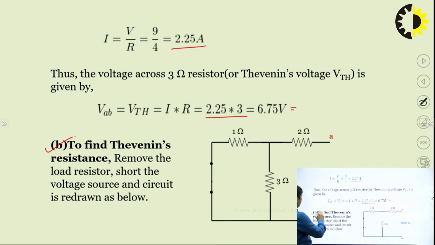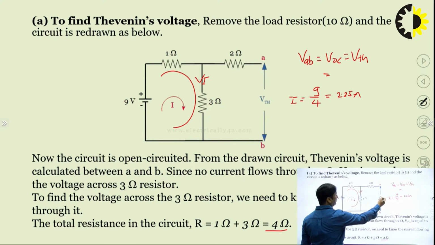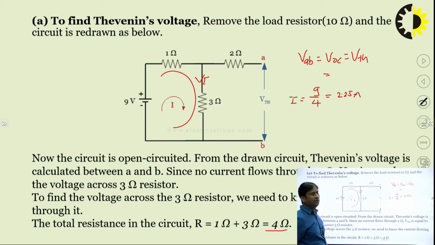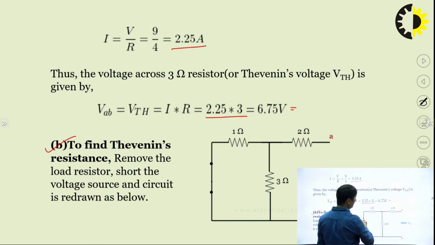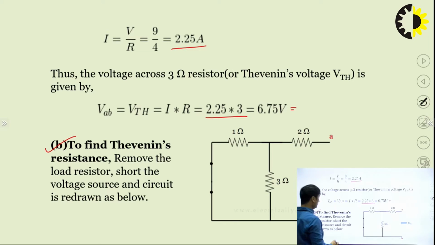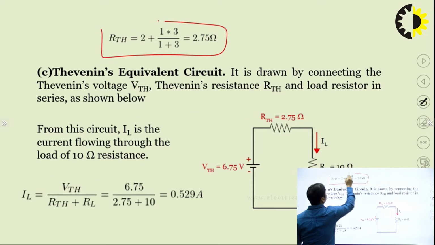Next we have to find the Thevenin resistance, or equivalent resistance. Whenever we find the equivalent resistance, we look from that side, and all the sources are replaced by their internal resistance. So the voltage source is short circuited, and 1 and 3 are in parallel, in combination in series. While calculating RTH, the 2 plus the parallel combination of 1 and 3 ultimately gives 2.75 ohm.